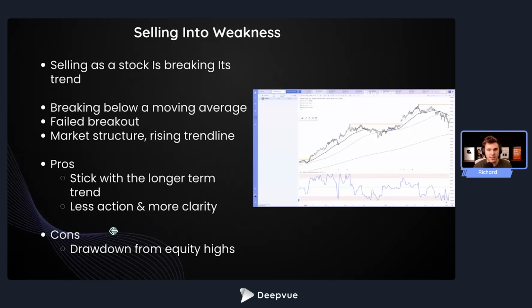The con of this is that because you're waiting for a break of the trend, by definition, there's going to be a move off the highs. And that means that your equity curve will be off highs as well. So you want to make sure that this suits your style enough that you're willing to give back some profits, as a trade-off for potentially sticking with a longer term move.